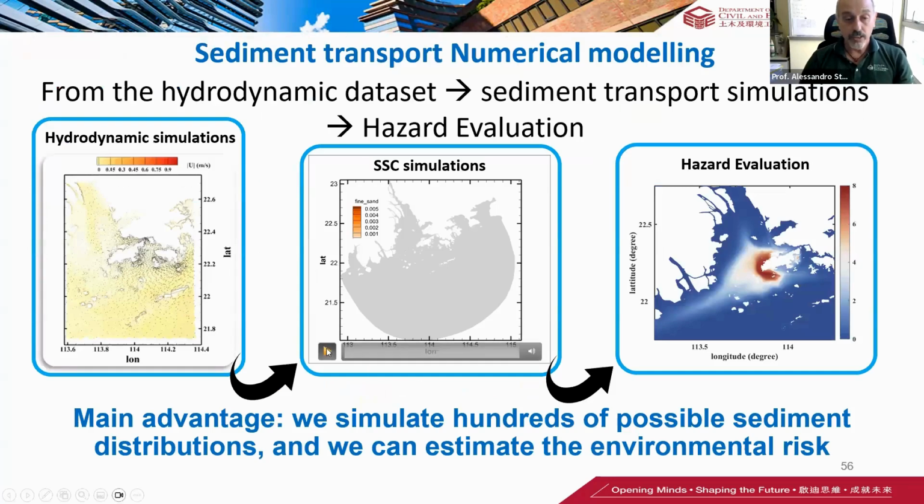Okay, so this is just a final scheme. You have your hydrodynamic simulation, you do the sediment transport simulation. Here you have an example of the dynamics of a plume. Of course, here in the Pearl River, everything is driven mostly by the tidal current, so you see that this plume is going back and forth inside the Pearl River. And then for every scenario, for the total of these hundreds of scenarios, you produce a hazard evaluation. In a map like this is the significance, so you can see the spatial distribution of the hazard.